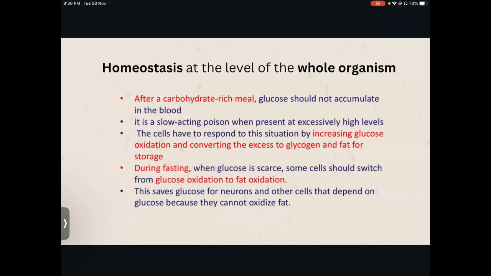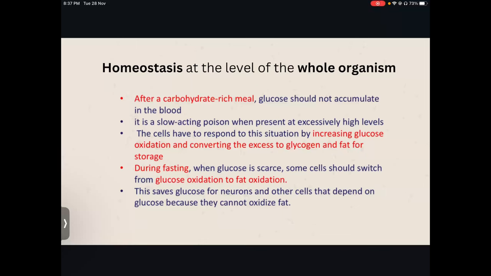Does anyone know who is the player, the character which makes glucose go into cells? It's a hormone, if you need a hint. Insulin? Yes, it's insulin. So, when you have glucose in your blood, insulin will make it go into your cells. Simple as that. And the opposite is true for glucagon, the other hormone, which releases glucose into your blood when you're fasting so that other parts of your body can utilize it.